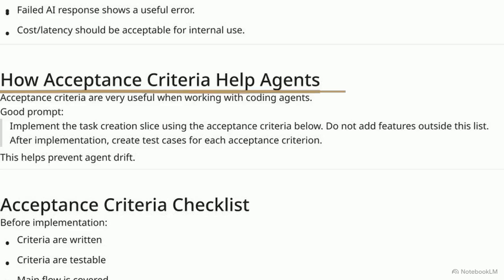These criteria are especially effective when working with AI coding assistants. By providing an agent with a prompt like this, instructing it to only implement features on the list, teams can prevent agent drift and irrelevant code.